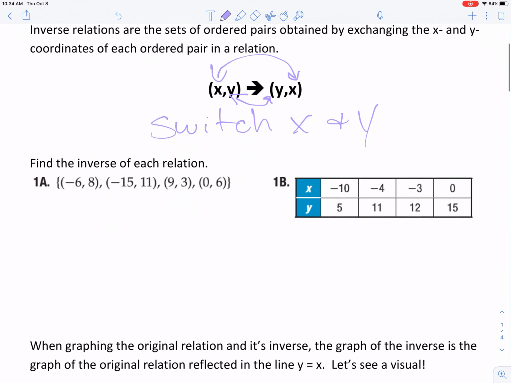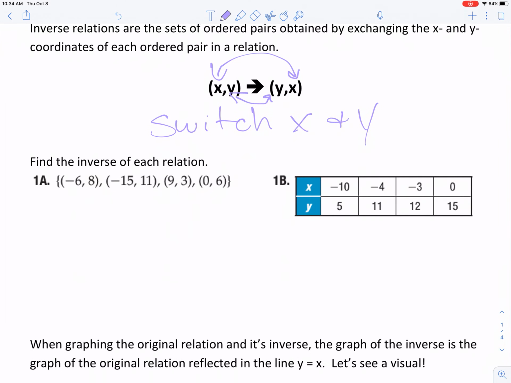So what we're going to do is, if you're given a set of points, literally just switch them. So like here where I have negative 6, 8, okay, write down the 8 first, then write down the 6. Literally just switching them. So the next point would be 11, negative 15. Next would be 3, 9. And last but not least would be 6, 0.